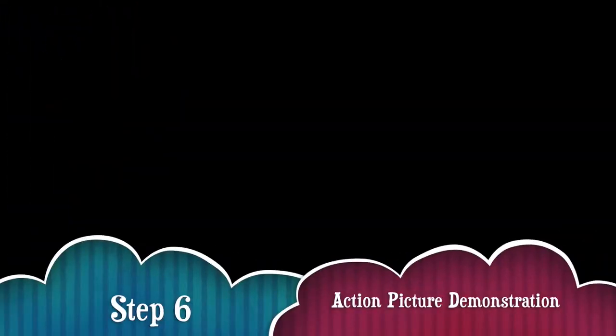For step 6, the clinician places the object and an action object picture in front of the client. The clinician points to the picture, picks up the object, and demonstrates the use of the object. This item is not scored since it's just a demonstration.